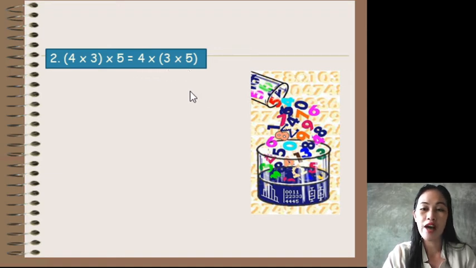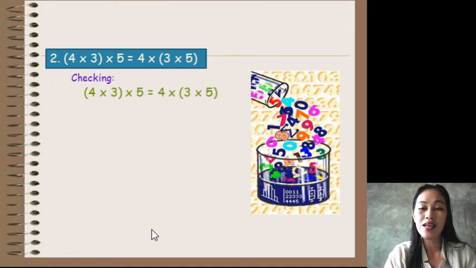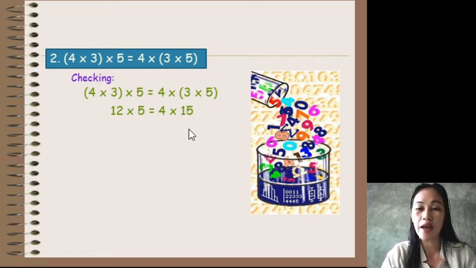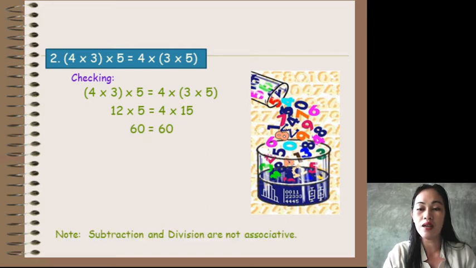Next example. The product of 4 and 3, times 5, is equal to 4 times the product of 3 and 5. So we check if they are equal. We first multiply the numbers inside the parentheses. 4 times 3 is 12. 3 times 5 is 15. So we have 12 times 5 is equal to 4 times 15. 12 times 5 is 60. 4 times 15 is 60. So they are equal. So remember that subtraction and division are not associative.